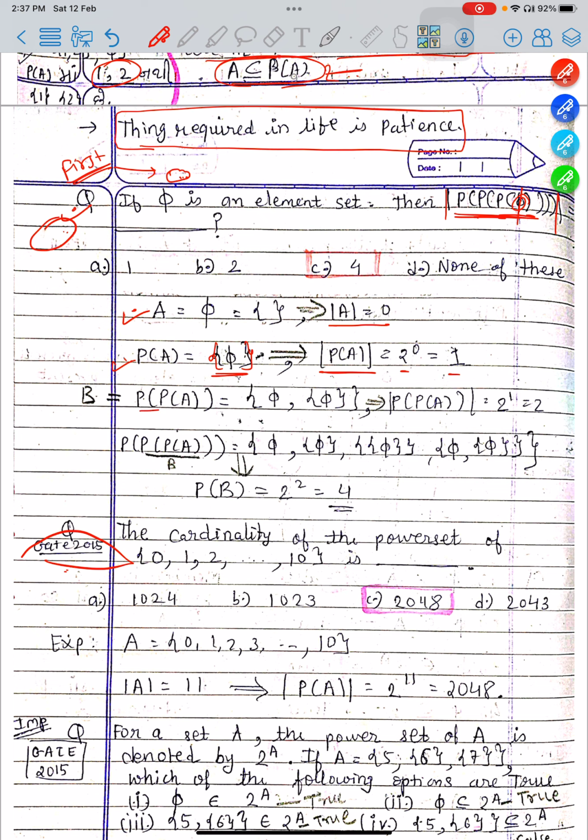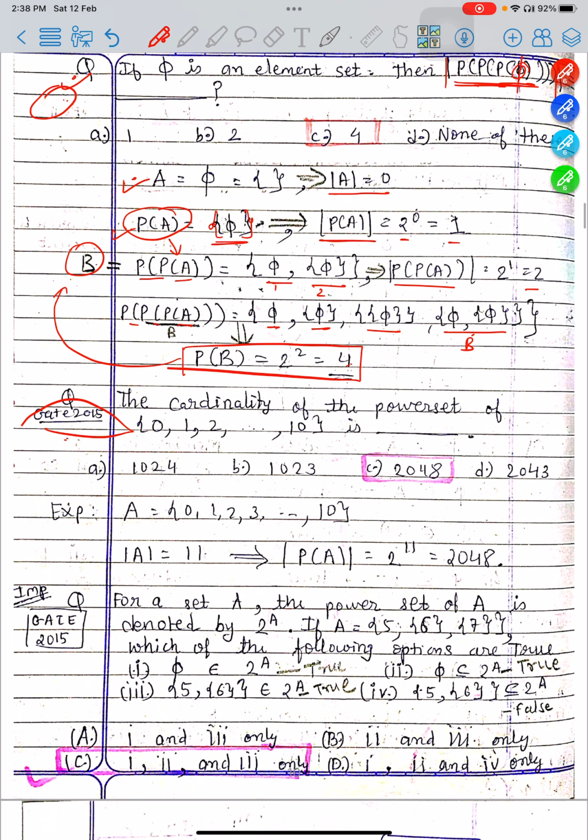B equals the power set of A. So it was this. The power set is {∅}, and its cardinality is 1. Power set of A is {∅, {∅}}, and this was B, which I have written here. Its cardinality is 2, as can be seen, 1 and 2. So it equals the power set of B, as I have written. Its cardinality is 4: 1, 2, 3, 4.